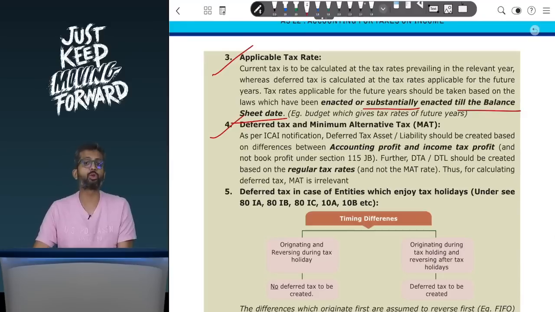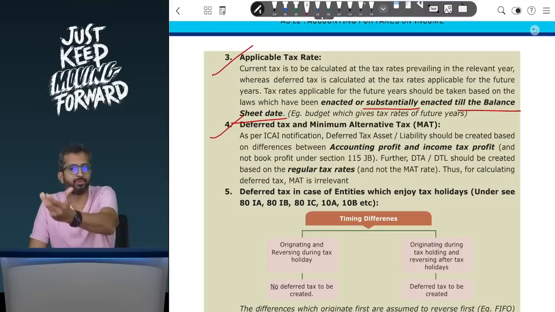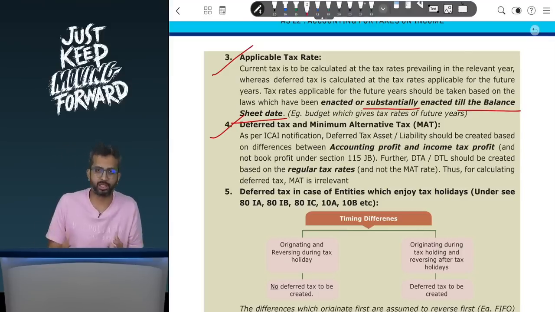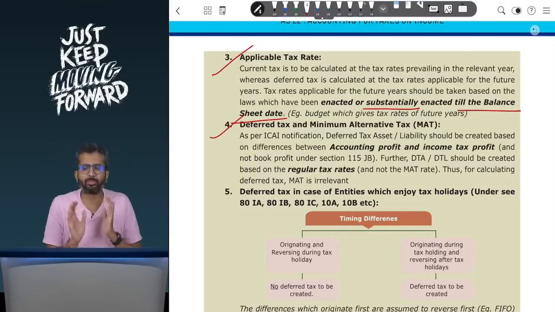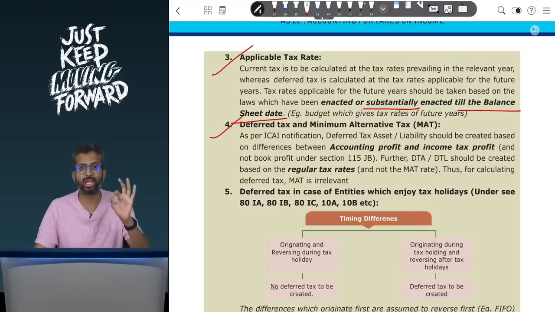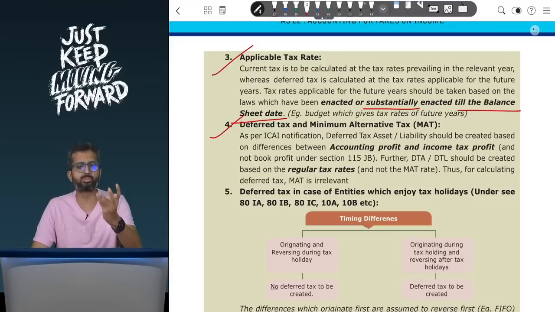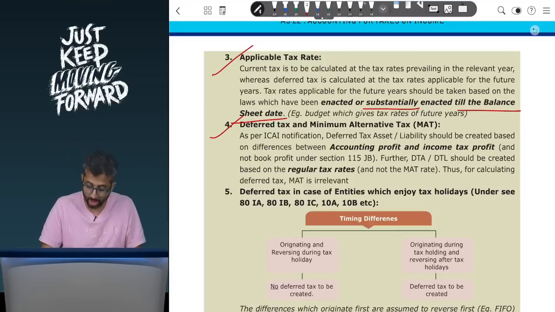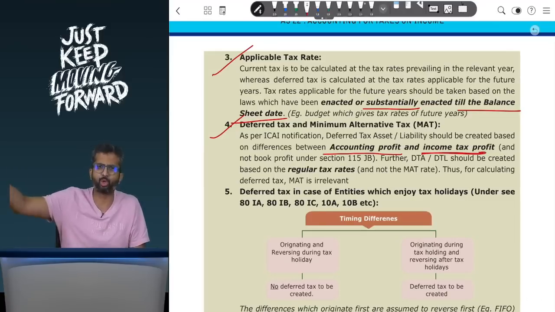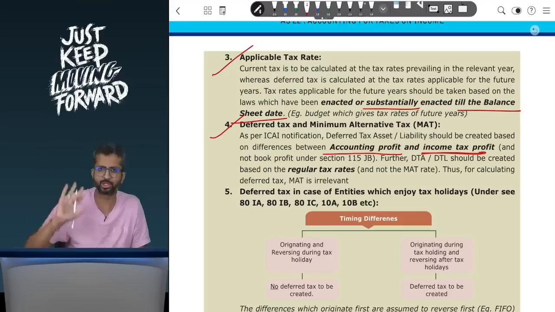Now, there can be something called MAT. You will study MAT at a lot of length in your final CA, but MAT is minimum alternate tax. As you will study further, MAT is not really a tax. It is just paying something now. In the future, probably you will get MAT credit as well. So, when you calculate deferred tax, MAT, that is book profit as well as MAT rate, has to be ignored. They clearly say that you will calculate by comparing accounting profit and income tax profit. Profit that you look for MAT, book profit if given, has to be ignored.